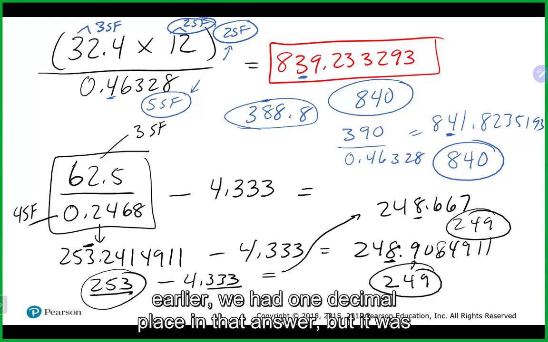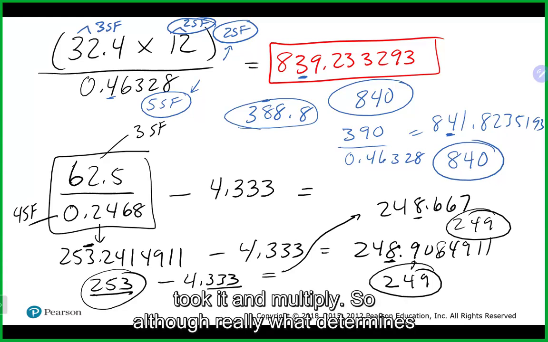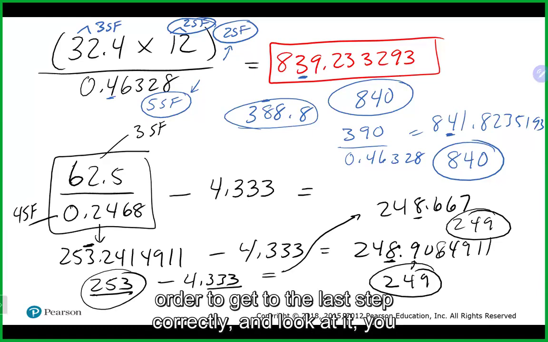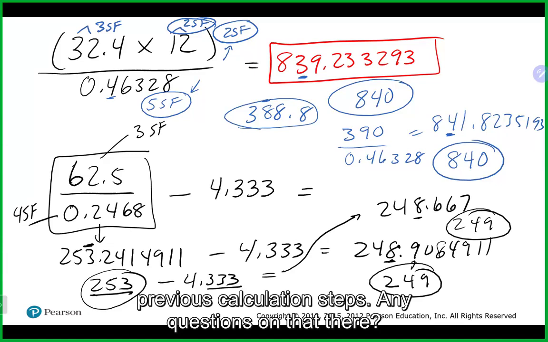Like we talked about earlier, we had one decimal place in that answer, but it was 3 significant figures, which would be important if I then took it and multiplied. So although what determines where you end up with your answer is the very last step, in order to get to the last step correctly, you got to know correctly where you should take everybody in all the previous calculation steps. Any questions on that there?